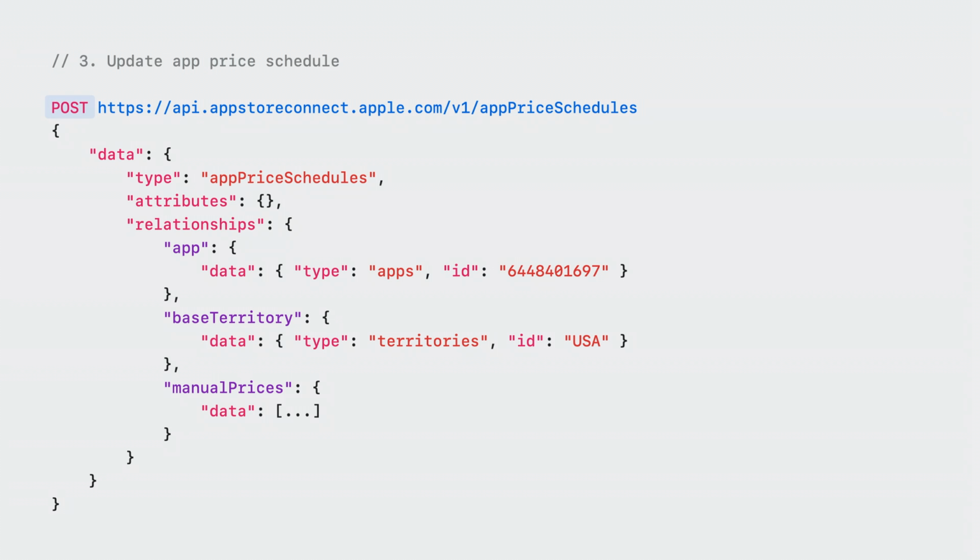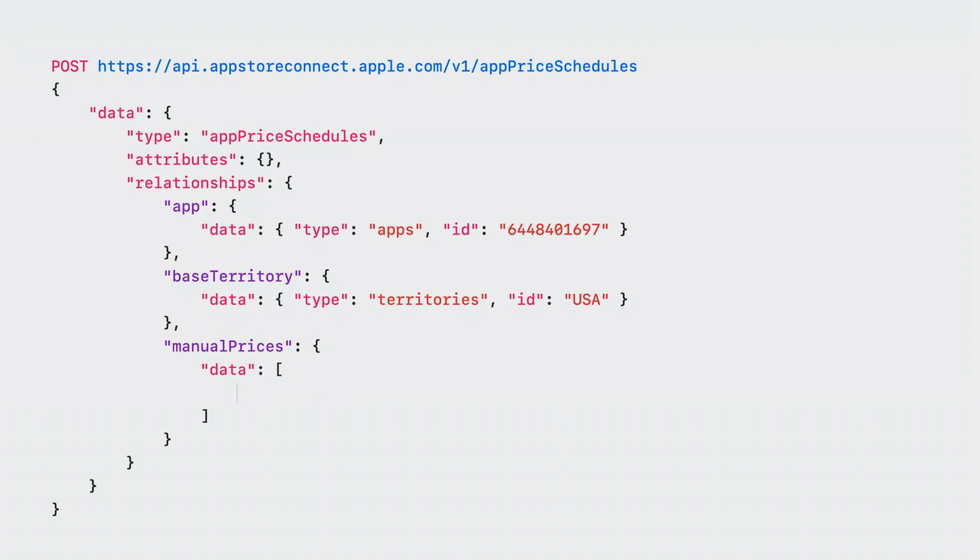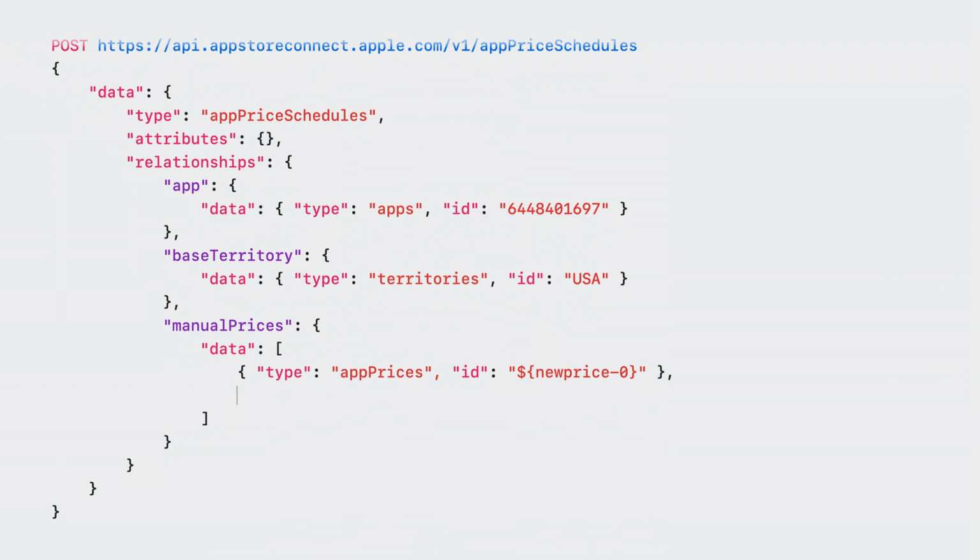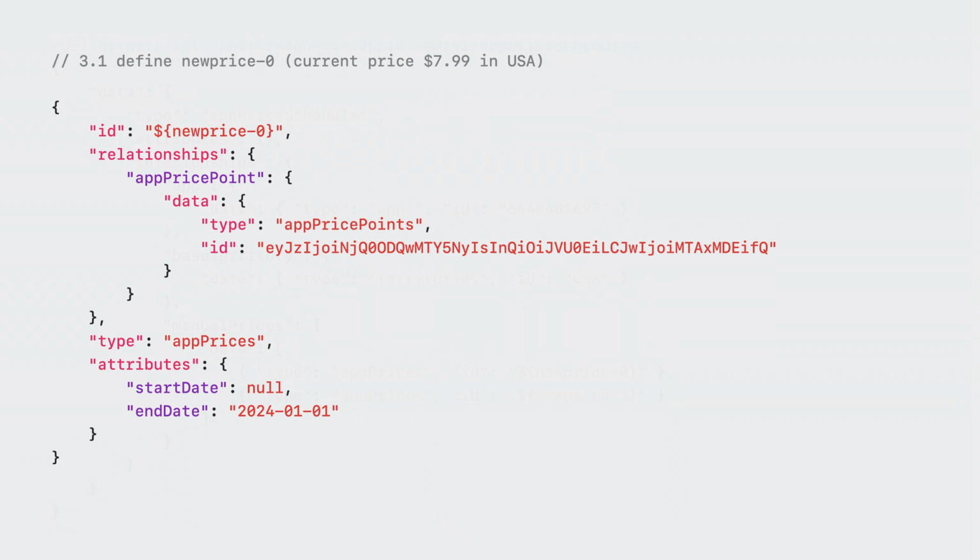Since this is a post API, my new schedule will overwrite my existing schedule. So I will need to include the current prices and add new prices. I'm going to define a new current price and assign it a temporary ID, new price 0. If you are familiar with the App Store Connect APIs, you know that you can use any values you want for these temporary IDs, as long as they follow the syntax with a $ sign and braces around the ID. To schedule a global price change, I'll add a new app price and assign it another temporary ID, new price 1. Now I need to define the 2 new app prices.